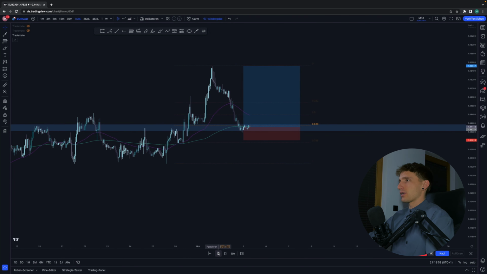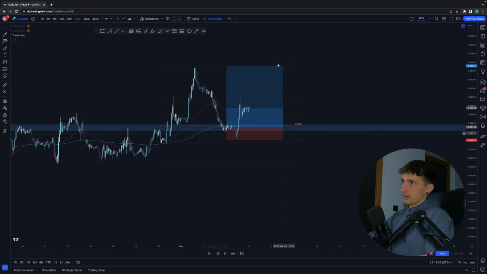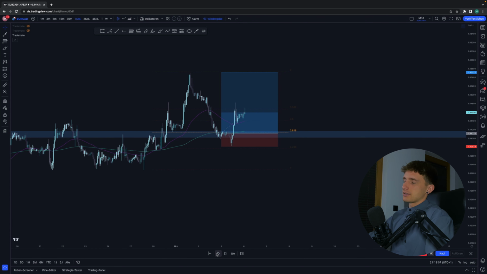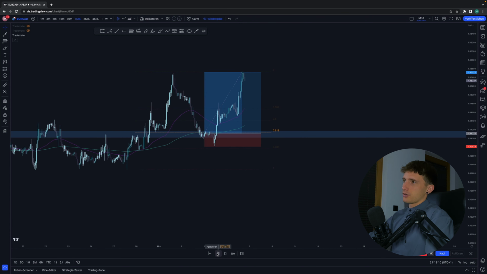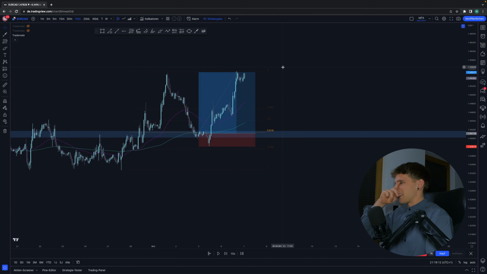So let's play this a little bit further out. As you can see, the market nearly takes out my stop loss right here, but we are still good and we are in this trade. So let's play this now further out. You can see the market shoots up and takes out my take profit.